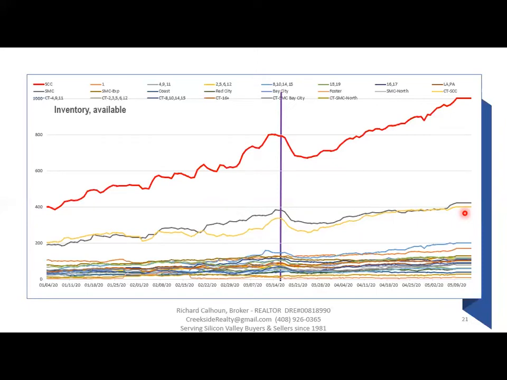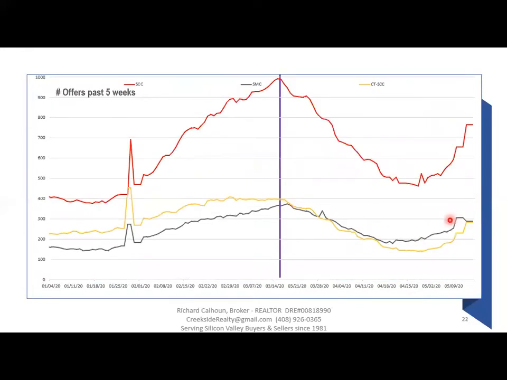So if I look at inventory 5 weeks ago, it's going to be the same as inventory 3 weeks ago and the same as inventory now, because it's the span of sales and the span of closings that's changing. Inventory is basically taken at 12:01 a.m. this morning. So it's a set point in time, so there's no way to get it any more current than that. Here is the number of offers accepted over the past 5 weeks.